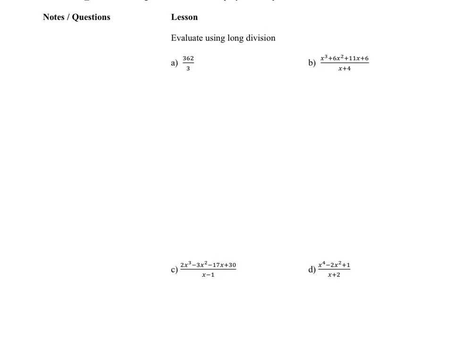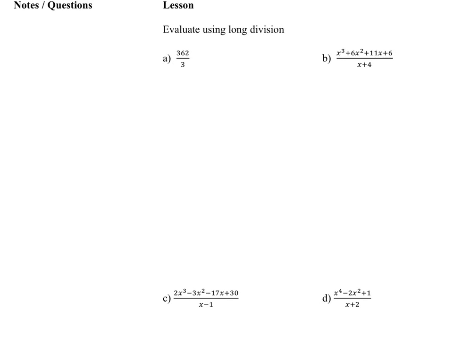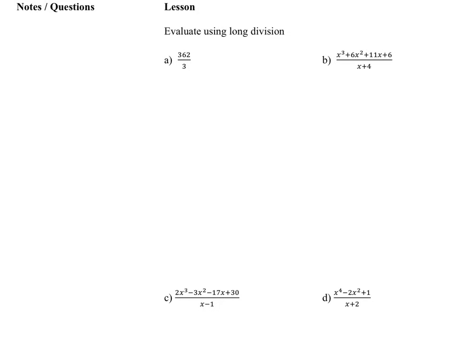So we're going to start with long division that you guys have done in the past. All right, so this first problem A is just 362 divided by 3. And you've all done this, but it was probably a long time ago. So the way this works is you put your dividend under the house, and the divisor goes out here.